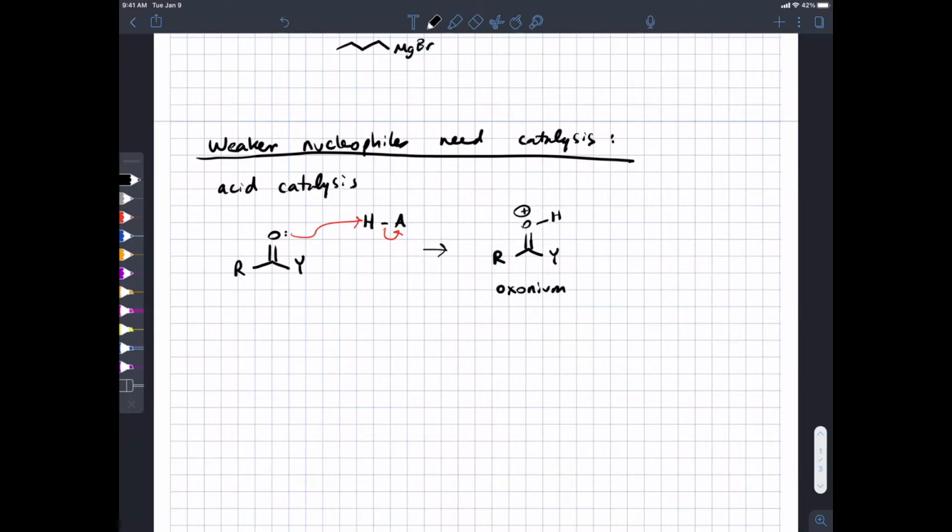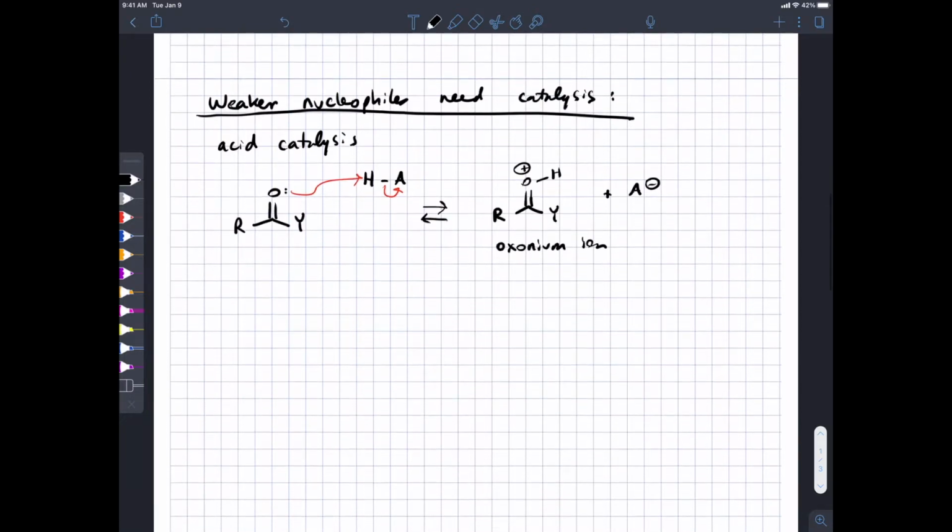That's what it's called when you make a positively charged carbonyl compound. This is an oxonium ion. And then you have the conjugate base here. Usually this is a reversible equilibrium step.